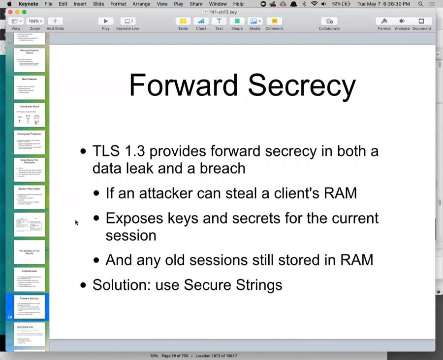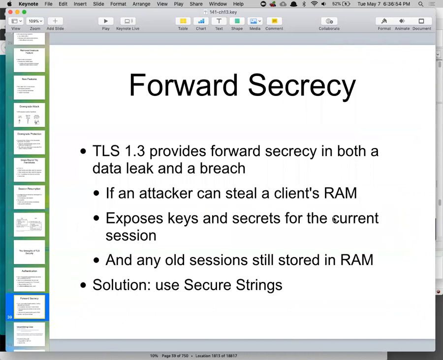TLS 1.3 has the best forward secrecy. 1.2 had a weaker kind of forward secrecy, so that even if an attacker is able to compromise the keys for one session, they cannot compromise old sessions with that data, which is what the NSA is primarily doing at their center in Utah, as far as anybody knows. So even if the attacker can steal all the data in RAM, they're only going to get the current session unless you have the old session keys in RAM.